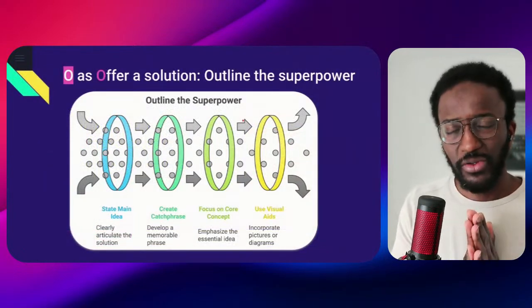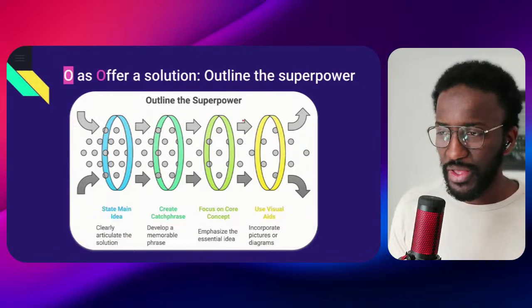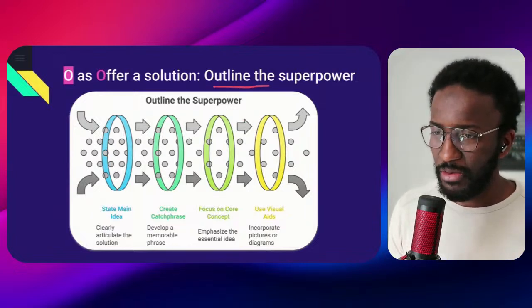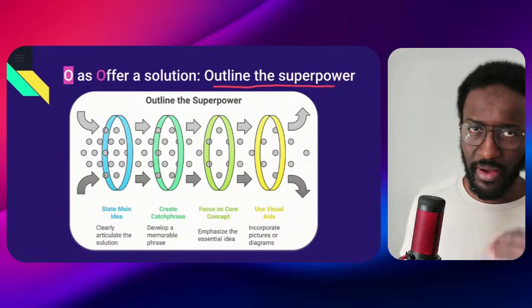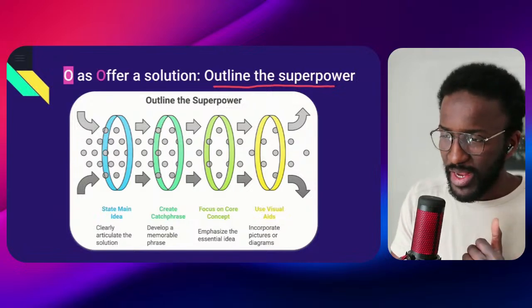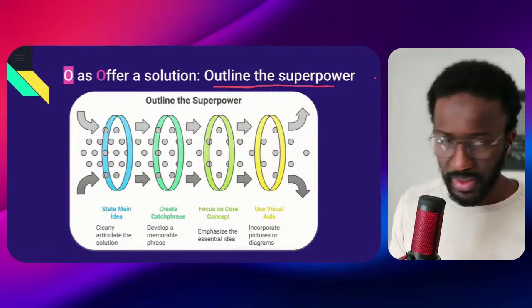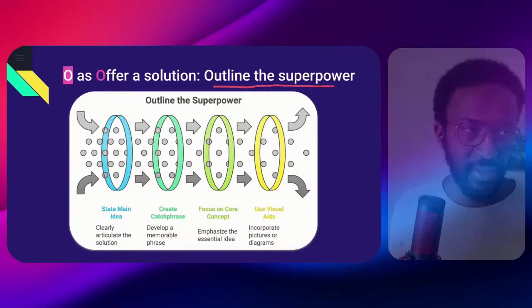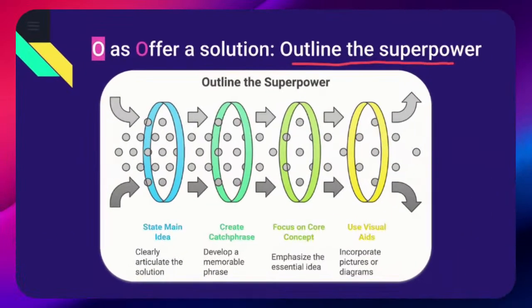So if you try to translate that into telling stories to kids, offer a solution is outline the superpower. How can you outline the superpower? It's really simple. I will try to make it big again so that you can see the slides and not my face. Okay, outline the superpower, very simple. You always have to state the main idea. As I said, this is where you are focusing on the why. It's not about all the details.